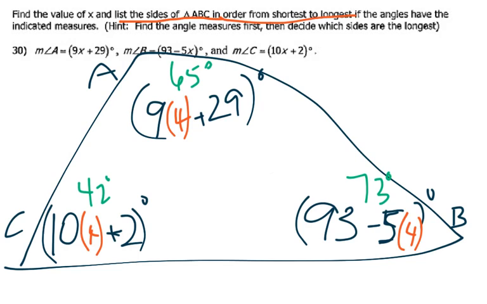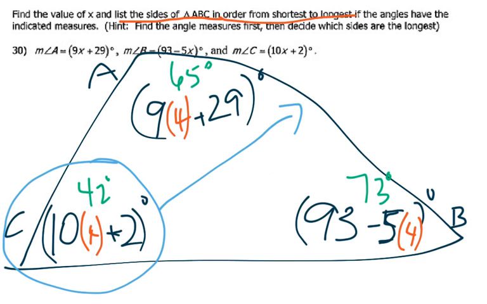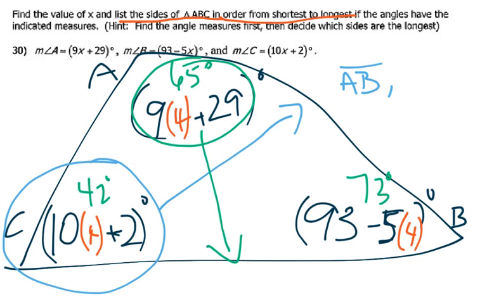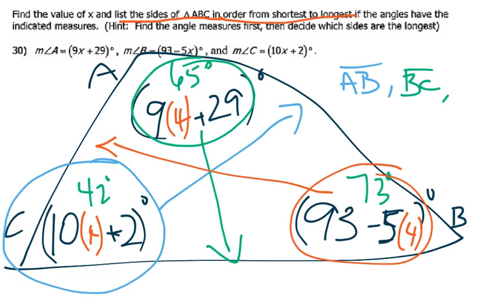And now that I know my angle measures, I need to go from shortest to longest. So 42 is the least, so angle C would be this. So line segment AB would be the shortest. And then 65 would go next, and so that would be BC. Then 73 would be the last, and that would be AC.